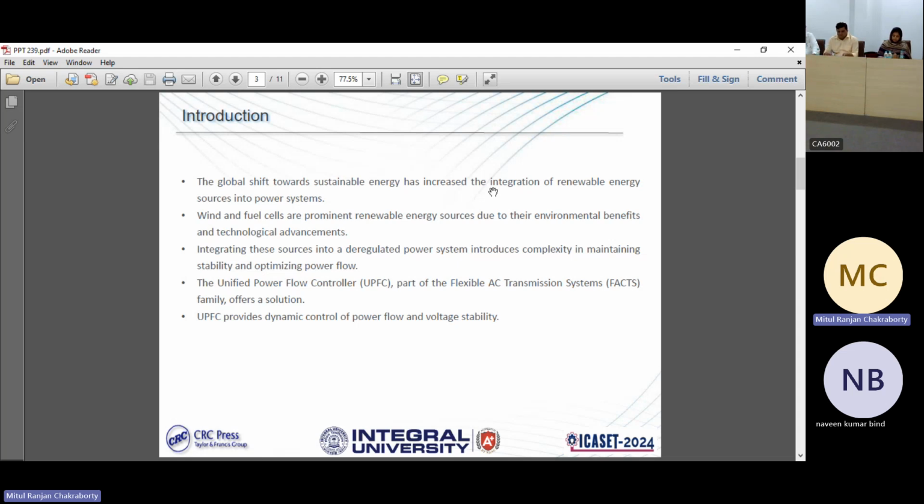So we all know that we are basically shifting towards renewable energy, and while doing so, we are facing some problems as we move towards smart grid, because renewable energy integration towards smart grid is basically a challenge when you are integrating it with the existing power system. And as you are moving towards this in terms of various renewable sources, wind and fuel cells are very prominent nowadays, and UPFC, being a part of FACTS devices, is offering a solution where you can mitigate those complexities.